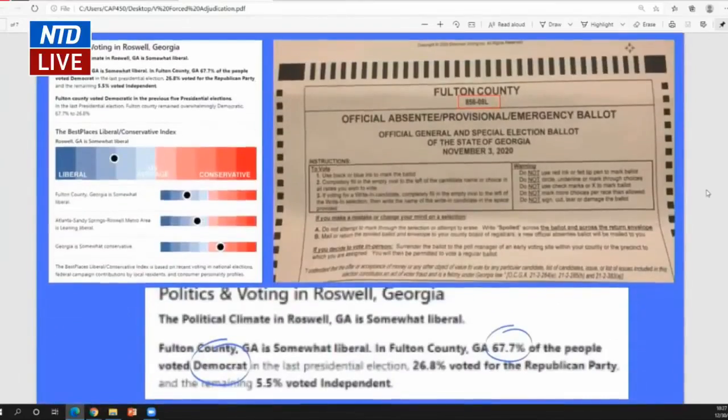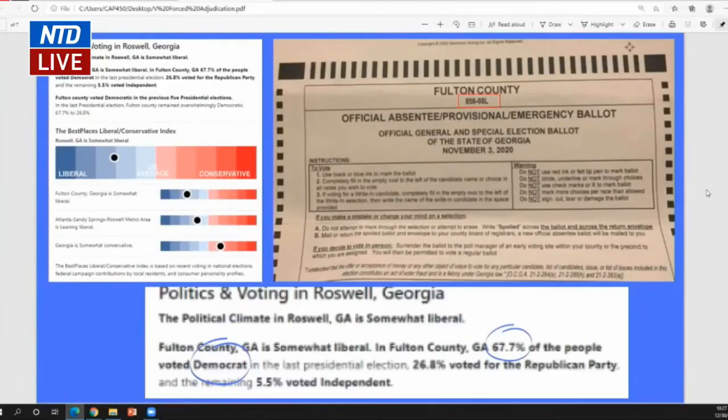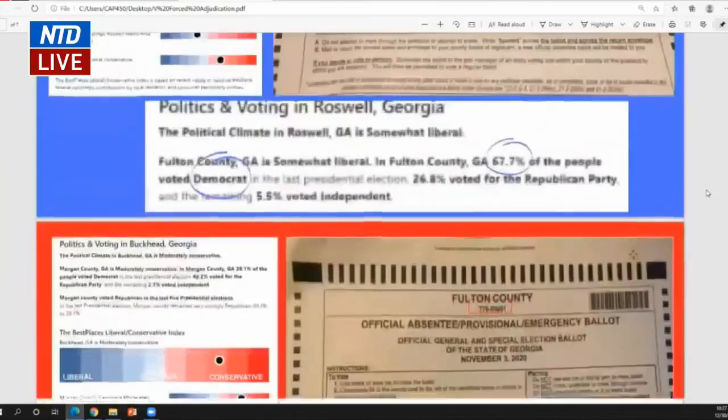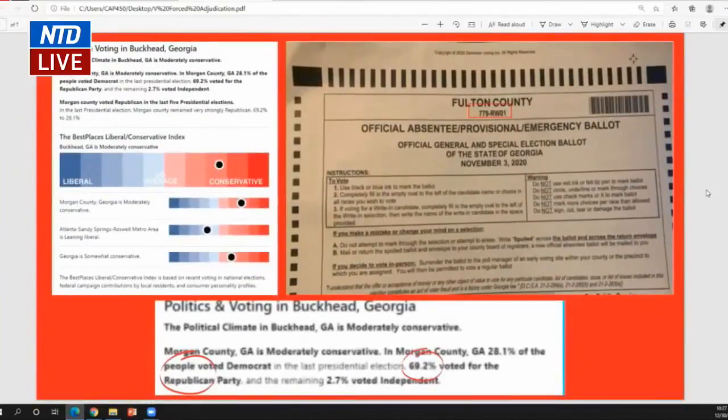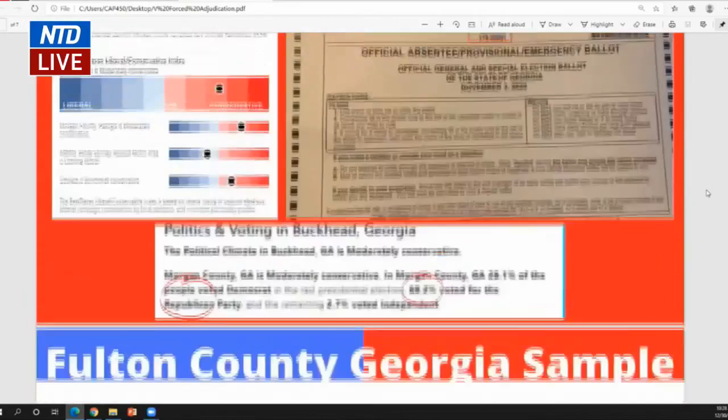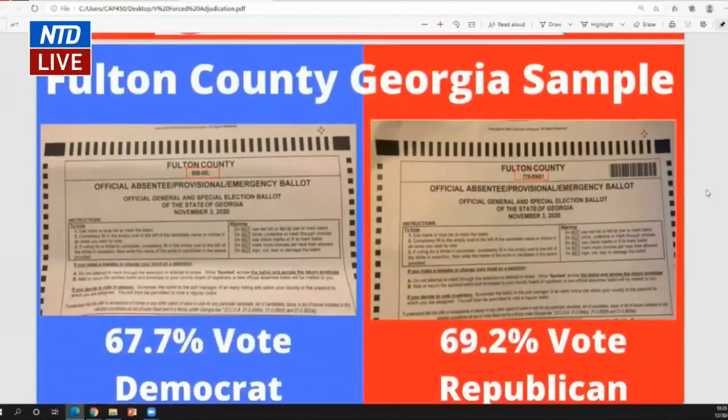Look at the top right corner of that ballot in the block that says Fulton County. Now go to the next ballot. Look at the top right corner right there that says Roswell or Buckhead. Why is there not a tracking code in that ballot? That's the code that makes it cross-checked to the signature. Why is it absent? There are a lot of these inconsistencies in these ballots, and they run along party lines. Next slide, please. So here's the sample.